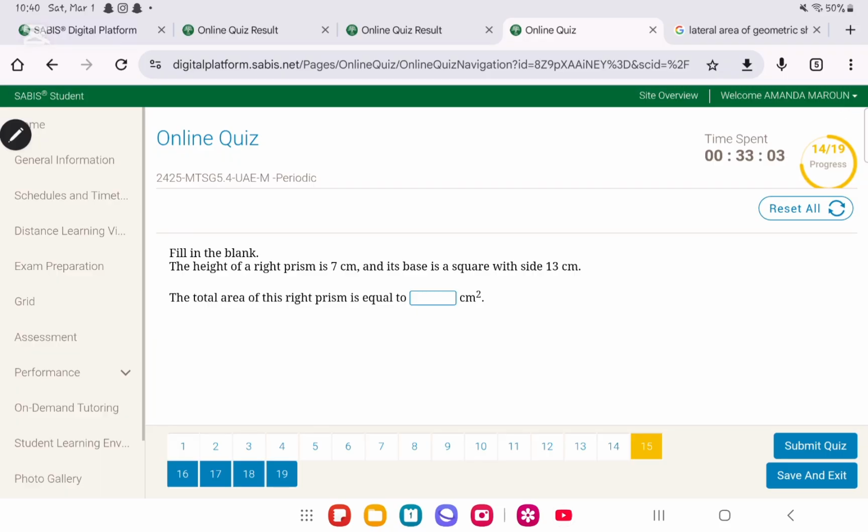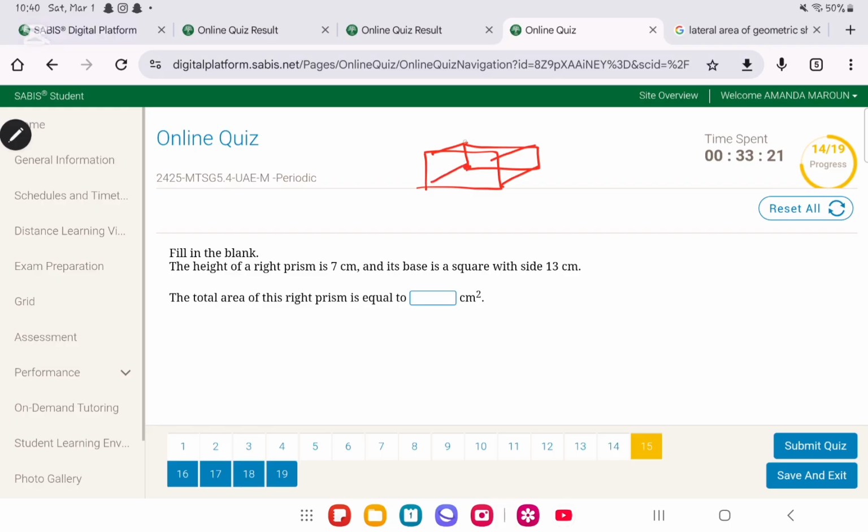We move on to question number 15. The height of a right prism is 7 centimeters and its base is a square with side 13 centimeters. They need the total area of this right prism. Very simply, what I would do is draw what we are dealing with.